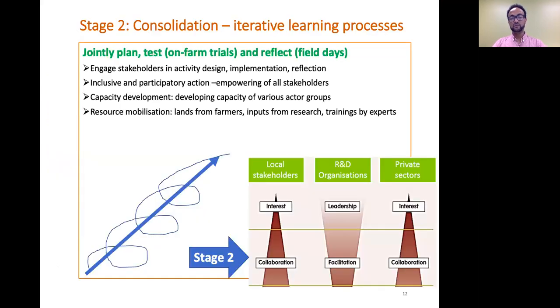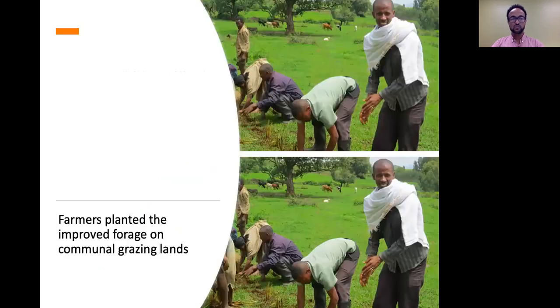So by this, we have engaged stakeholders. We did an inclusive participatory action, empowering all stakeholders. We developed the capacity of actors, and it's a process of iterative learning. Now, we start from planning in the first year, implement, and then through reflection, we modify the technologies. And so it goes for the last 3 years during the implementation. So this stage of consolidation takes at least 2 or 3 years of the project to implement, to test, and reflect on, so that we modify it.